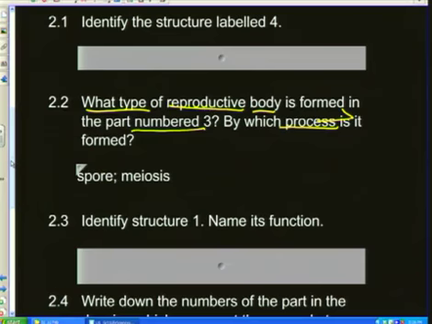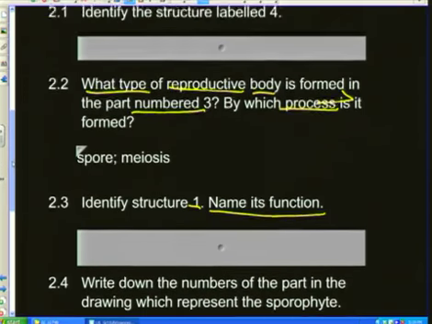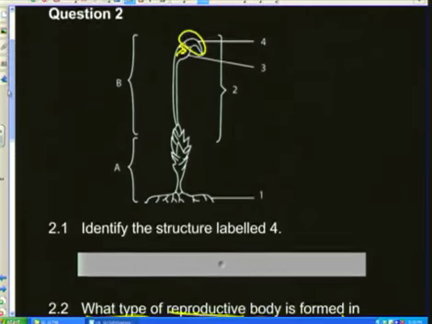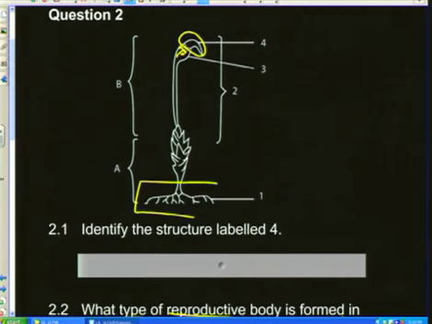Don't forget my question. Identify one and name its function. Come, Looney, let's see if you can do this. Identify one and name its function.